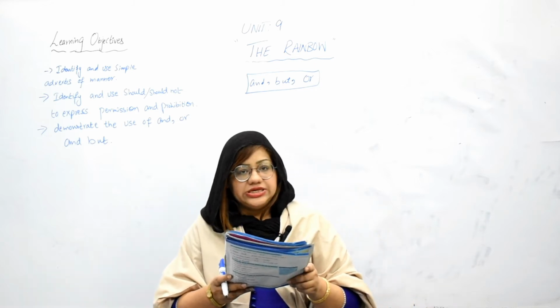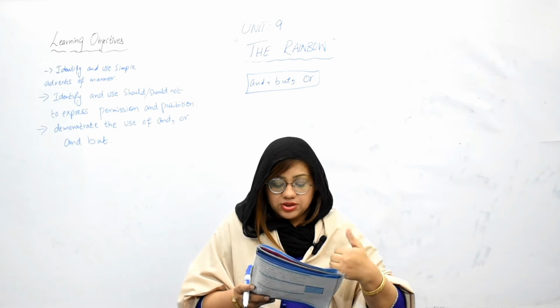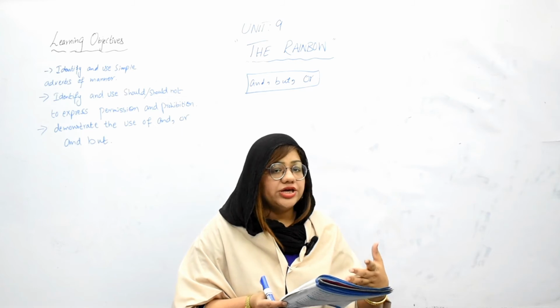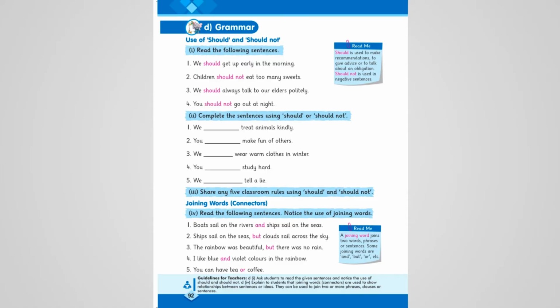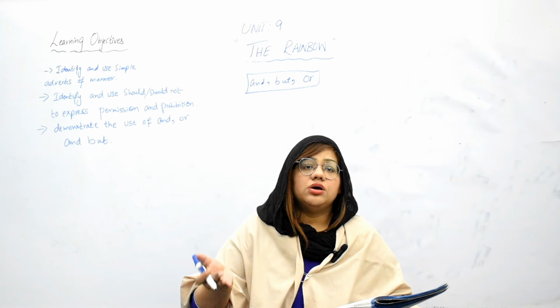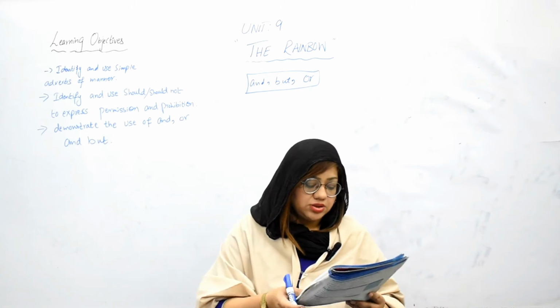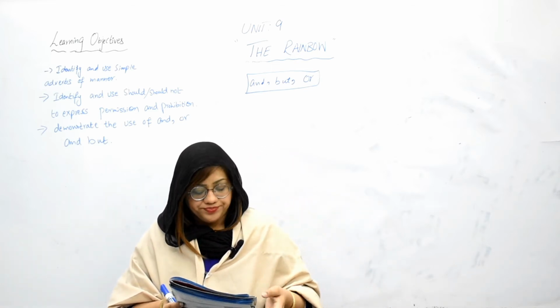Ships sail on the seas, but now I'm going to add something more. But clouds sail across the sky. So which joining word did I use? "But." The rainbow was beautiful, but there was no rain. Now I am going to another addition. So I use the word "but" because I want to tell more. So that's why I add "but." So "but" is a connector, a joining word.